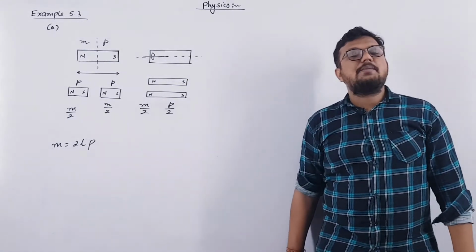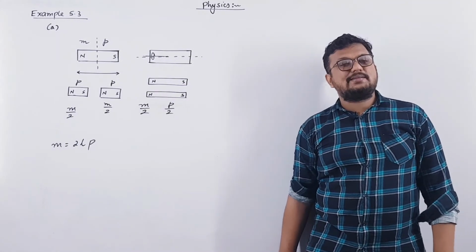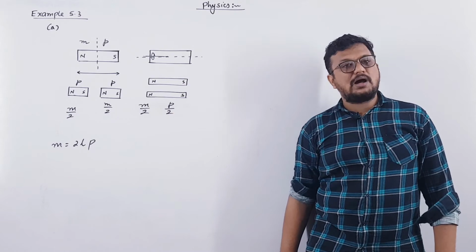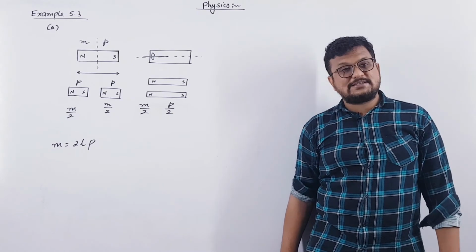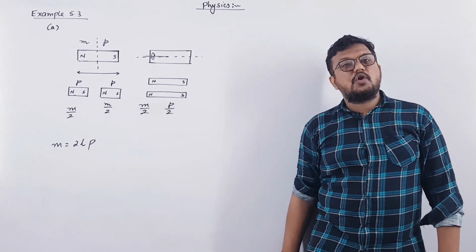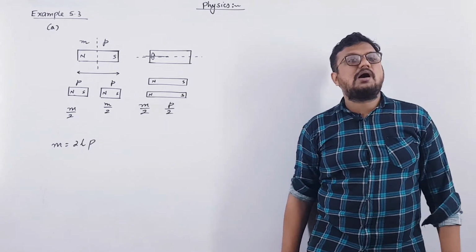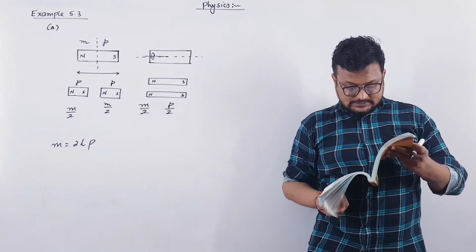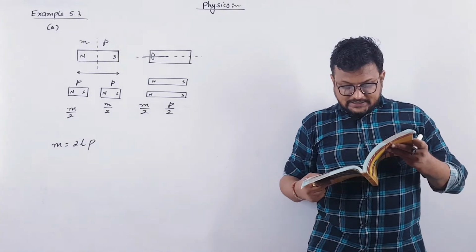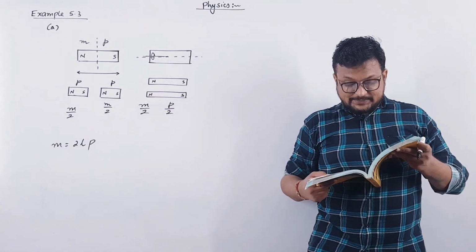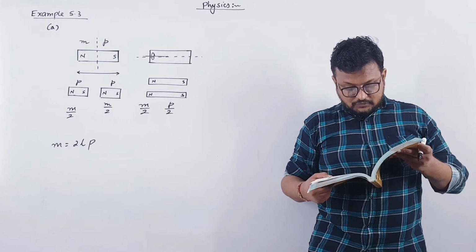Right, so if you cut a bar magnet perpendicular to its length, then magnetic dipole moment will become half, but pole strength will remain same. If you cut along its length, then pole strength and magnetic dipole moment both will become half. Clear? Second one, a magnetized needle in a uniform magnetic field experiences a torque but no net force.